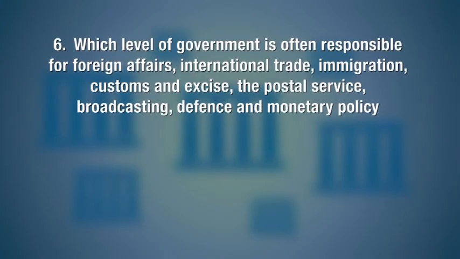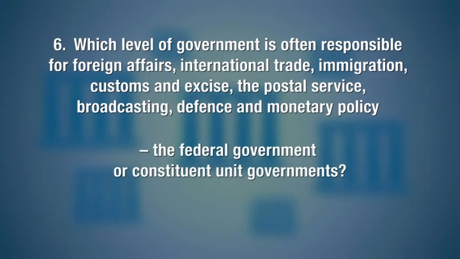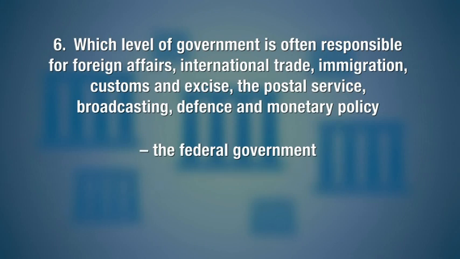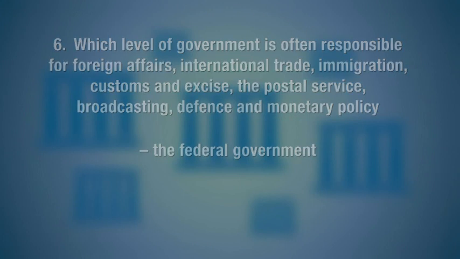6. Which order of government is often responsible for foreign affairs, international trade, immigration, customs and excise, the postal service, broadcasting, defense, and monetary policy? Is it the federal government or the constituent unit governments? The answer to question 6 is the federal government. The constituent unit governments are generally responsible for education, land use, regional transportation, health, and natural resources.